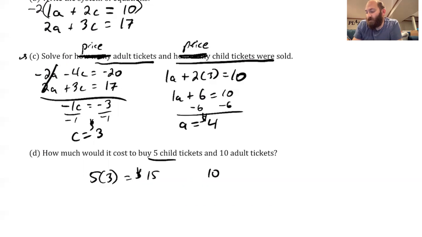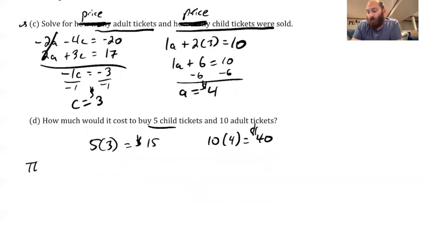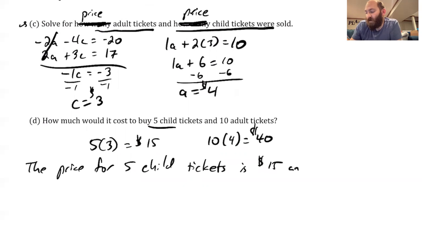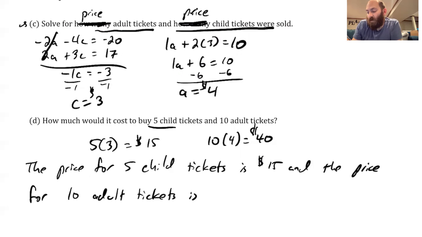For 10 adult tickets, we do 10 times 4 is $40. Okay, so the price for 5 child tickets is $15. And the price for 10 adult tickets is $40.